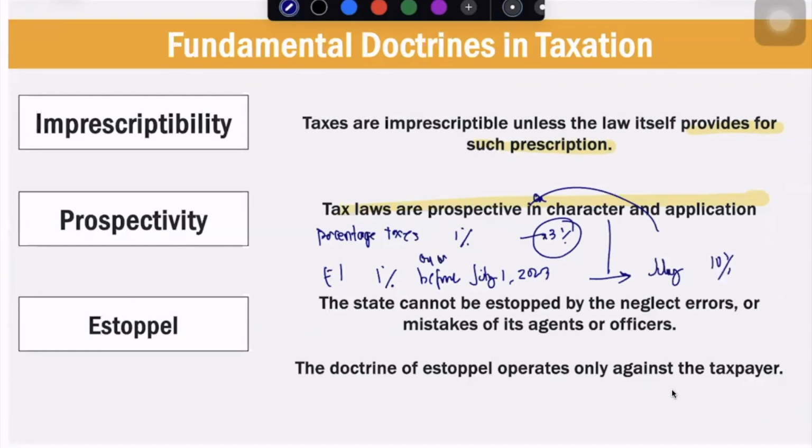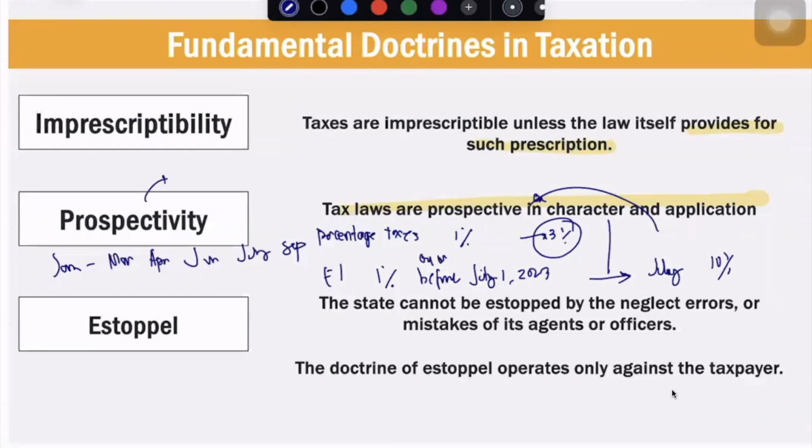So, if ever we are talking about prospectivity, let's say you are not using a calendar period. In short, you're not following the normal quarters, January to March, April to June, July to September. So you're not using the normal quarters. What would be the problem here? How will you apply it prospectively?